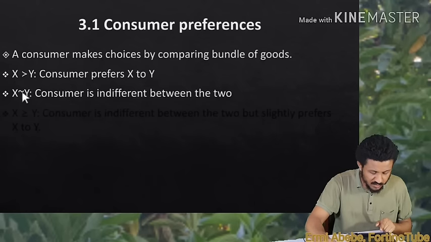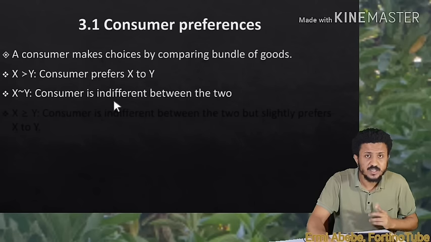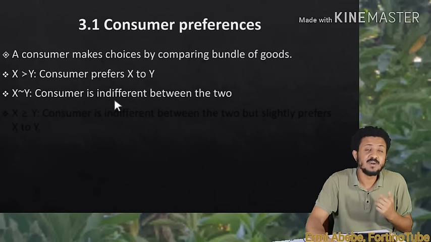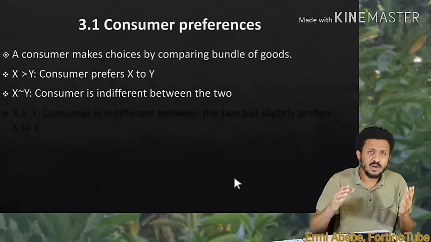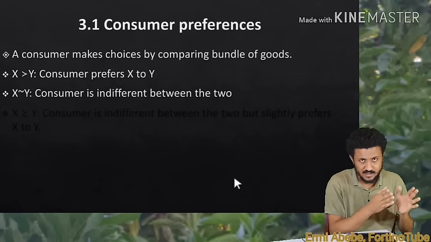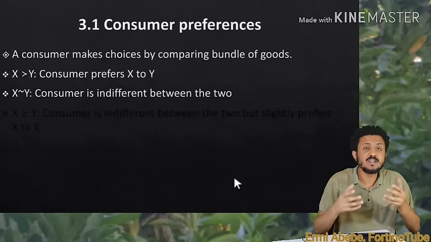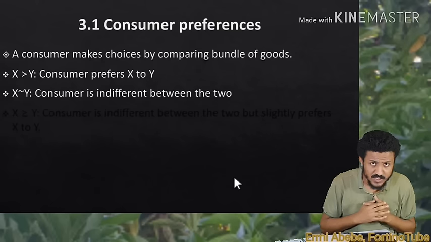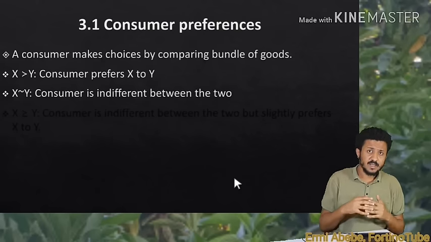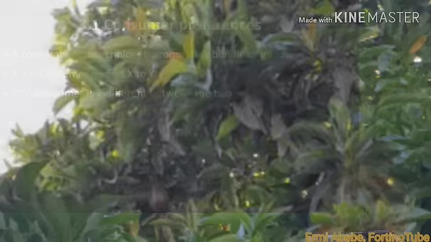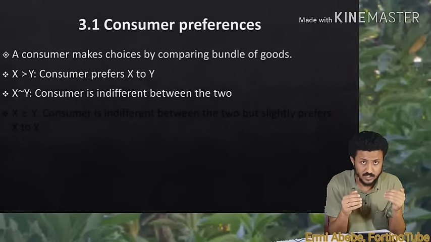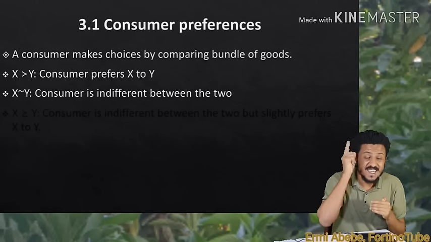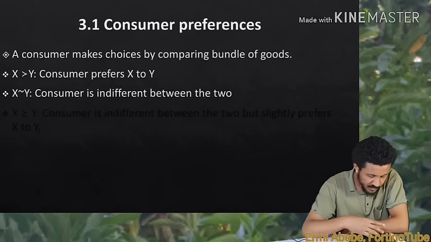If you write this symbol, it means that a consumer is indifferent between the two. Indifferent means I'm not able to make a choice because both x and y will give me the same level of satisfaction. X and y give me equal satisfaction. If we get equal satisfaction from both, we are indifferent. Okay.